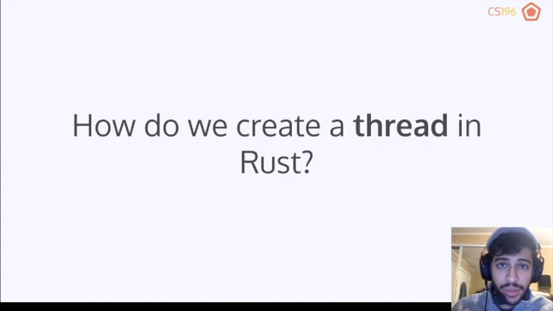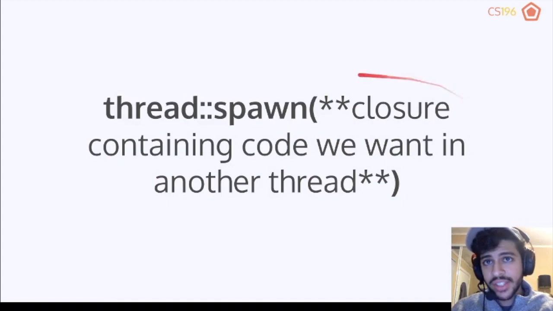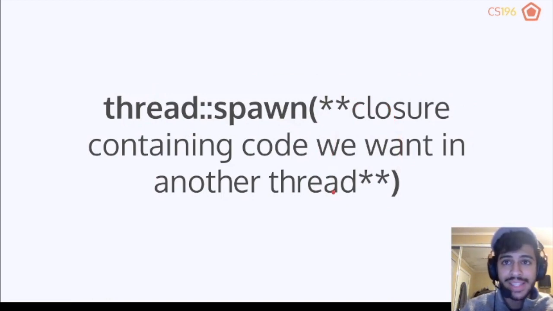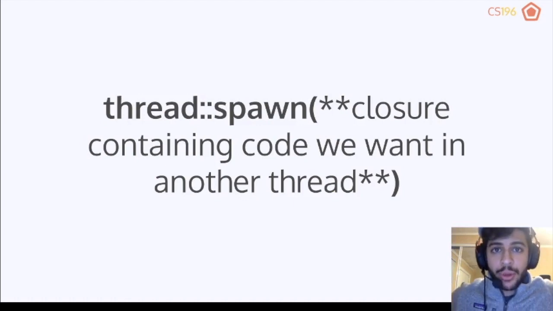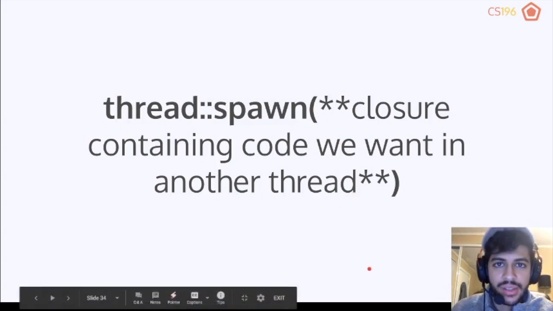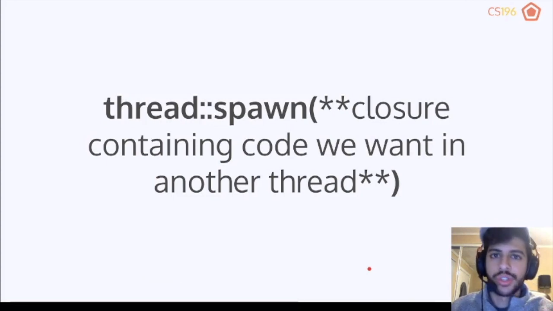So we talked about threads. How do we actually create threads in Rust? This is how we do it. From thread, we use the spawn function, and inside of the spawn function, we pass a closure that contains the code that we want in another thread. If you remember from the functional programming lecture, closures are those double-barred functions that you can pass to functions and return from functions because they're first-class functions.